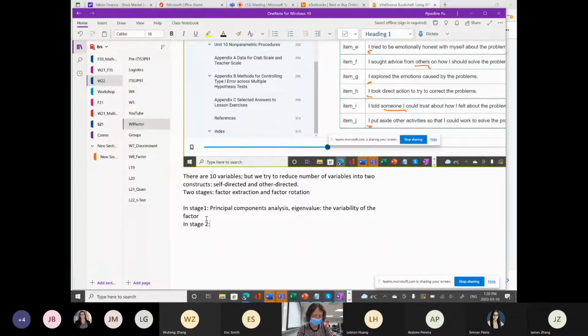The rotated factors may be uncorrelated. When they are uncorrelated, we call orthogonal. But maybe they are related. When they're related, we call oblique. And the most popular rotation method is called VARIMAX, Varimax. So those are some terminologies.